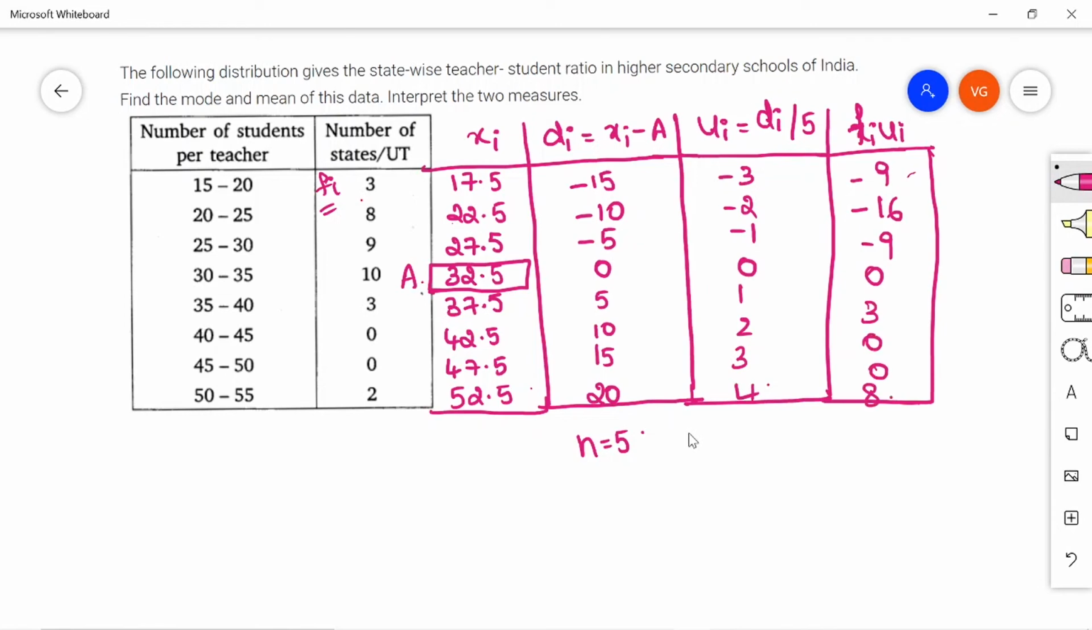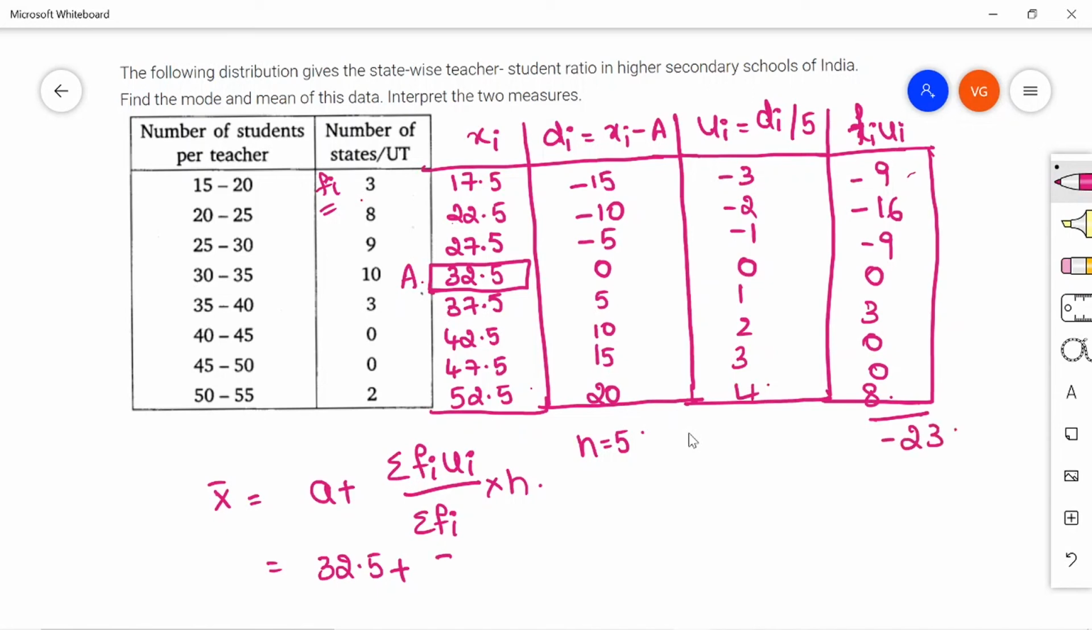So now write down the formula for mean. X bar is equal to a plus sigma fi ui divided by sigma fi multiplied by h, right? So assumed mean is 32.5 plus sigma fi ui. So you have to add up all these things. So you will get minus 23. So this is minus 23 divided by sigma fi. Add this fi column, you will get 35.